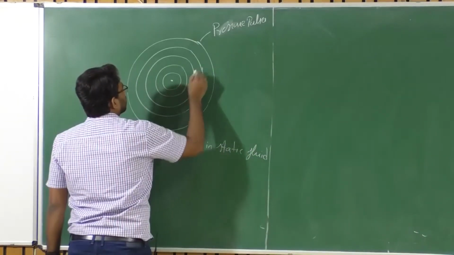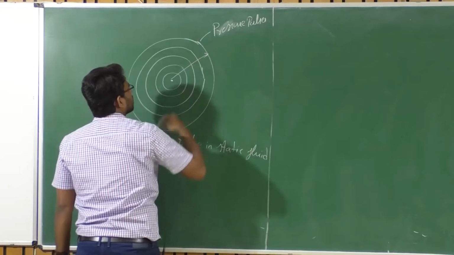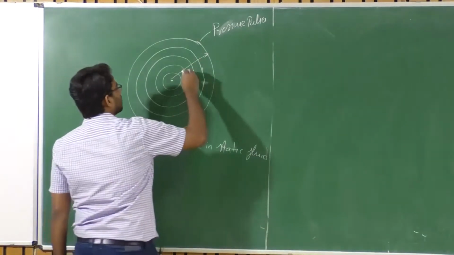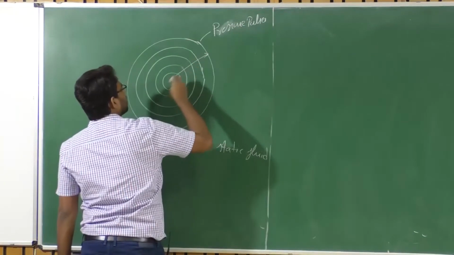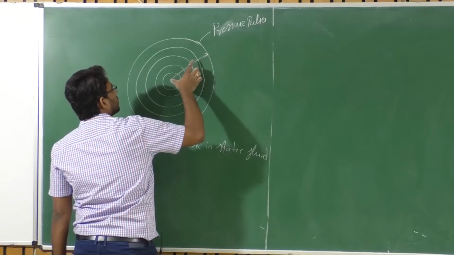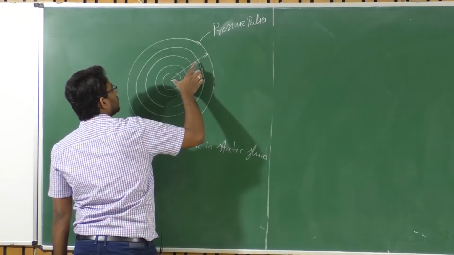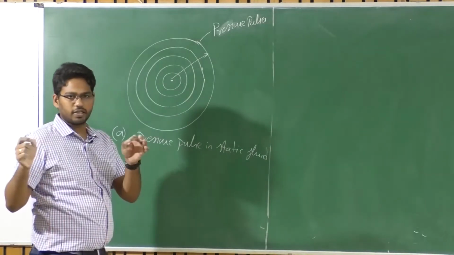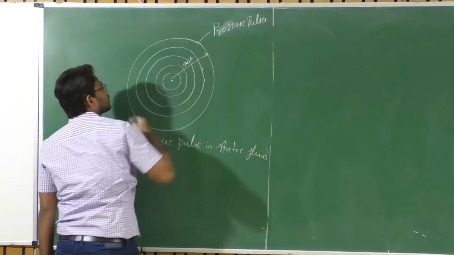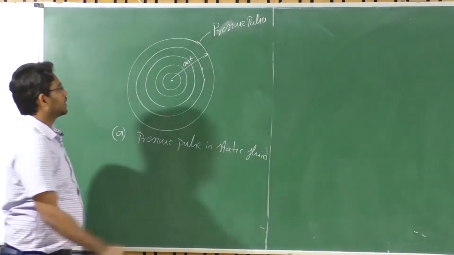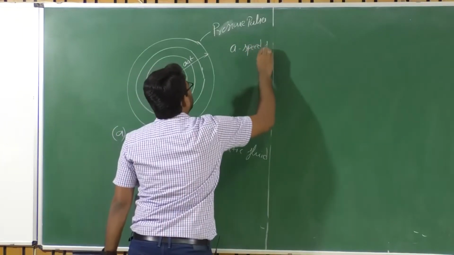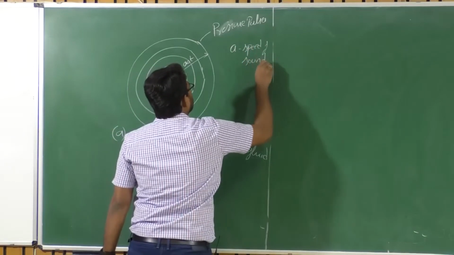Now, what will be the diameter of this pressure pulse? Let us say it is disturbed at time t0 and a time delta t has elapsed. Over this period, a delta t will be the corresponding diameter of this pulse, isn't it? Where a is the speed of sound, right?